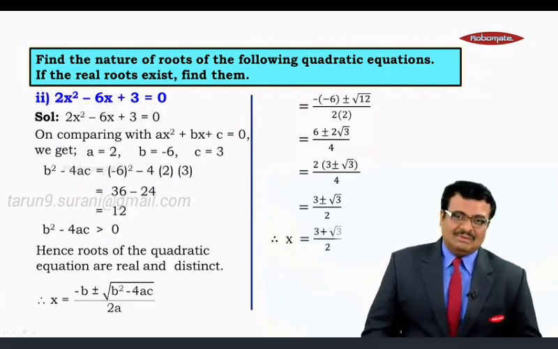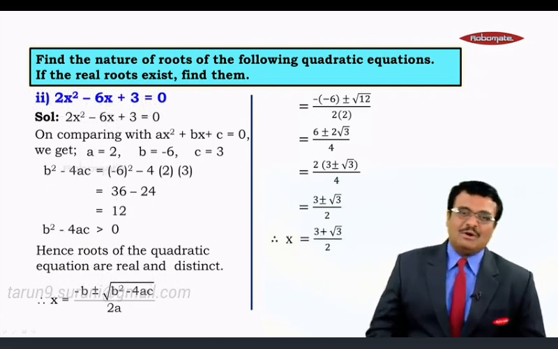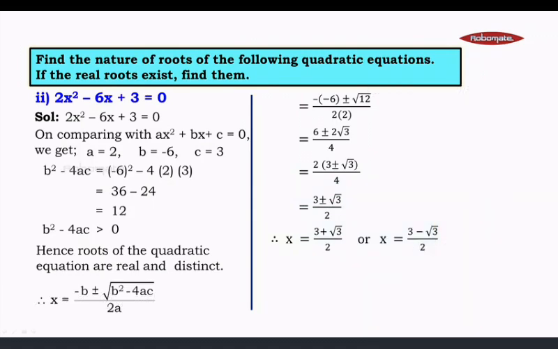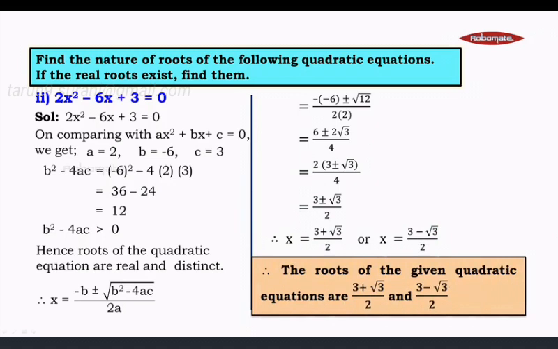One value of x will be with the plus sign, 3 plus root 3 upon 2. The other value of x will be with the minus sign, x is equal to 3 minus root 3 upon 2. Then we can write the final answer. The roots of the given quadratic equation are 3 plus root 3 upon 2 and 3 minus root 3 upon 2. That completes this question. Thank you.